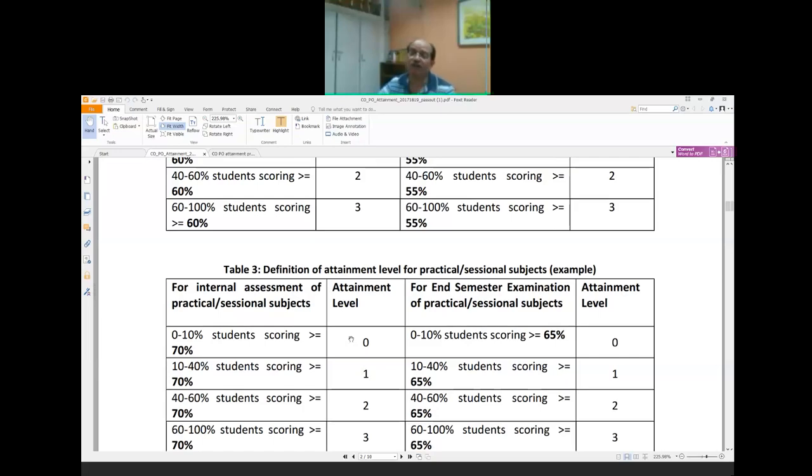And in the same way I define the attainment level of a practical or some other sessional subjects where practical work is involved. Because what we expect in practical skill development is that students should score high marks. So I say, okay, 0 to 10% with 70% is 0, 10 to 40% with 70% is 1, 40 to 60% with 70% is 2, and 60 to 100% with 70% is 3. This is for my internal assessment, because usually you have an internal assessment for your practicals also.